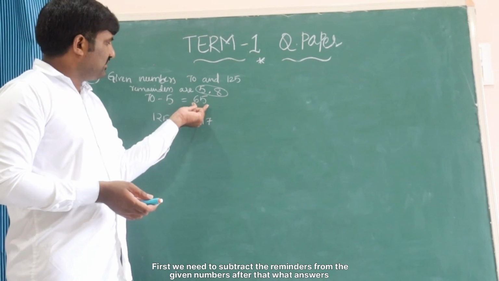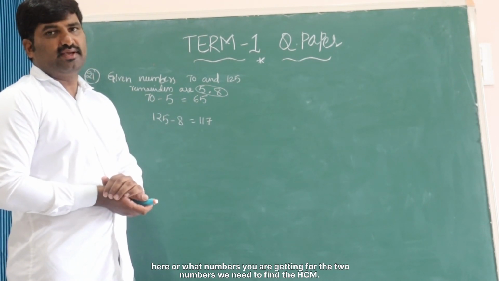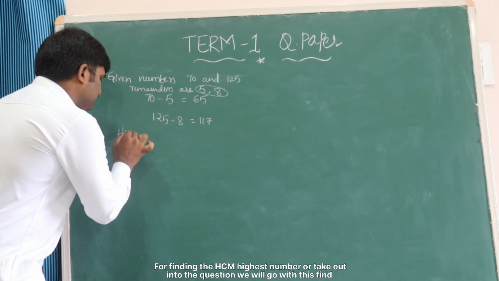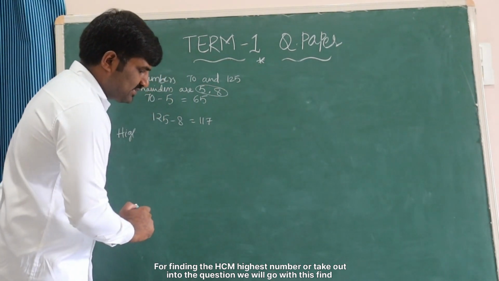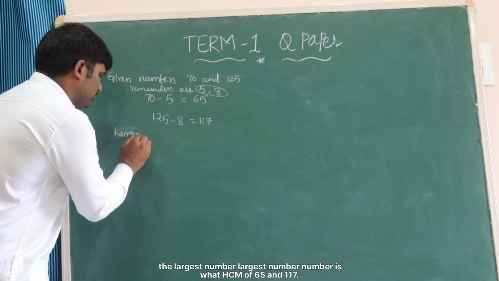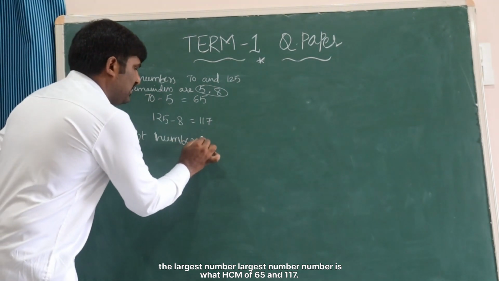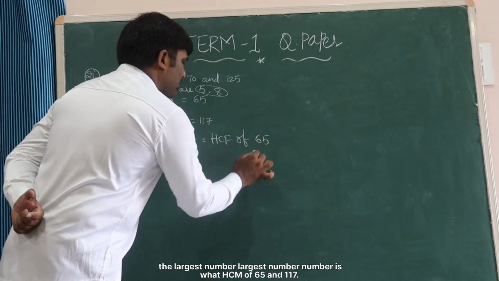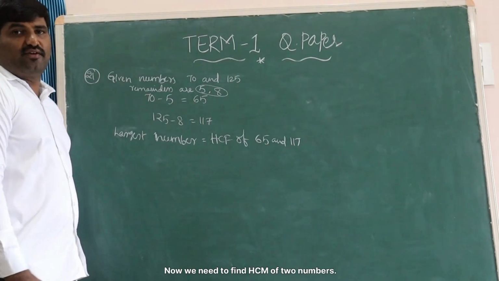After that, for the two numbers we get, we need to find the HCF. For finding the highest number, according to the question, the largest number is the HCF of 65 and 117. Now we need to find the HCF of these two numbers.